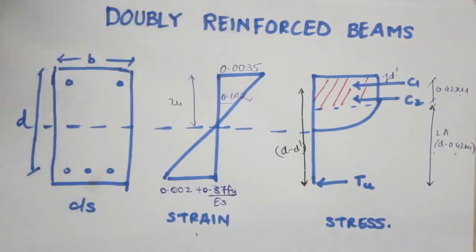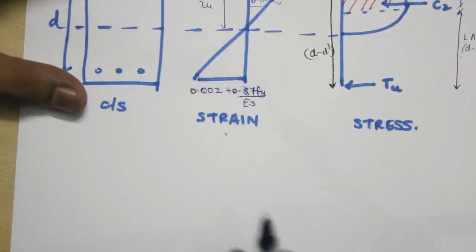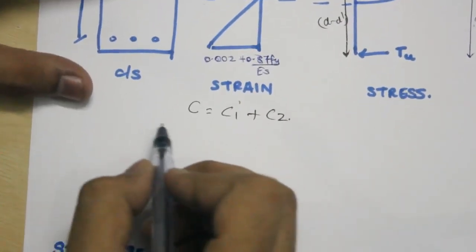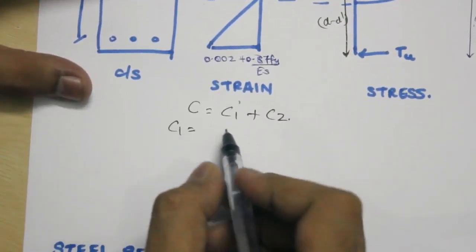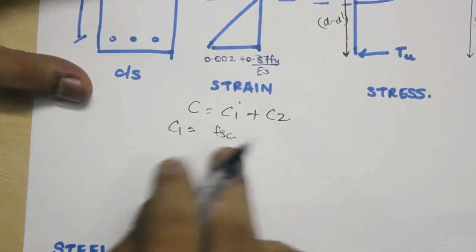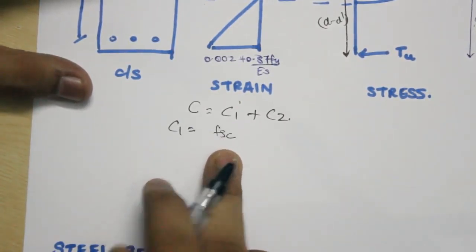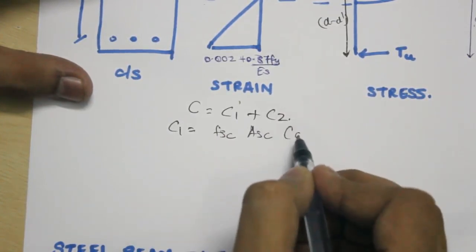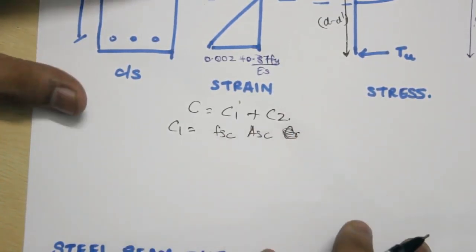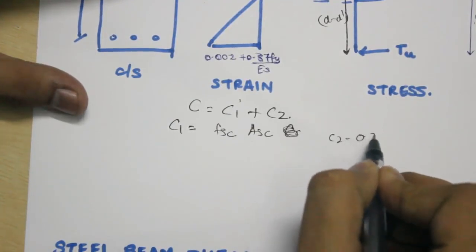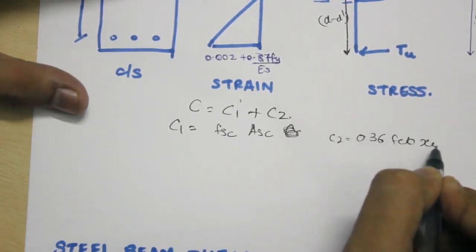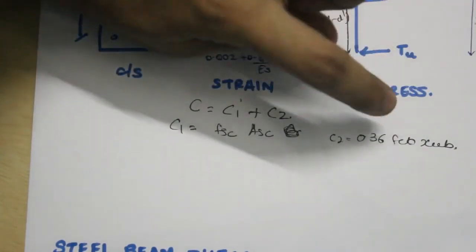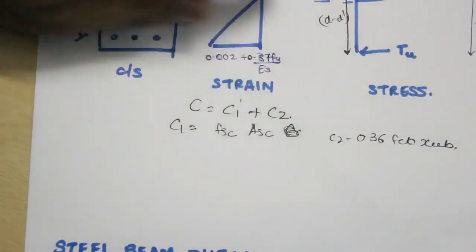Okay, so the total resultant force will be C equals C1 plus C2, wherein C1 will be FSC, that is the stress in compression steel, multiplied by its area, that is ASC. That is the compressive force, and C2 will be 0.36 FCK XU times B. This is similar to the singly reinforced beam.